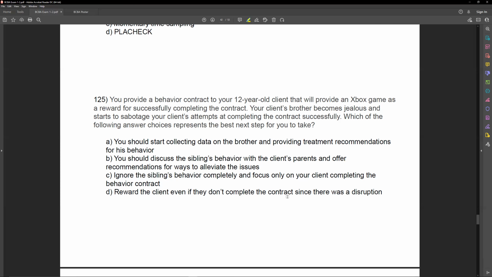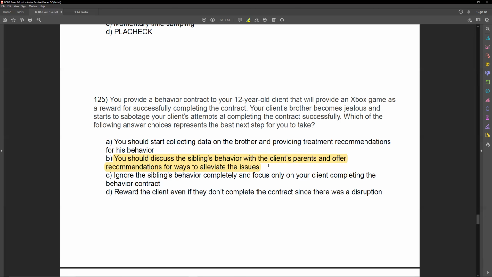And then D, reward the client even if they don't complete the contract since there was a disruption. No, our behavior contracts should be ironclad. We should stick to them. If we don't, we're defeating the purpose of that contract. So the best answer here is B. Discuss the sibling's behavior with the client's parents and offer recommendations for ways to alleviate the issues.